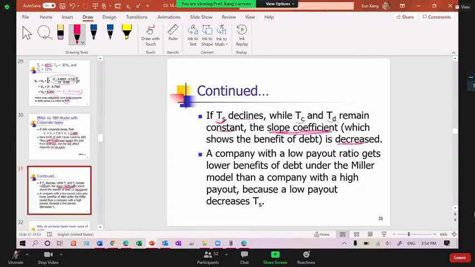So a company with a low payout ratio gets lower benefit of debt on the Miller model than a company with a high payout, because low payout decreases TS. Why? Low payout means their dividend is smaller compared to capital gains, right? So the capital gains tax rate is usually lower, and they can postpone capital gains payment. Why? Capital gains are not taxed until you sell the stock, right?